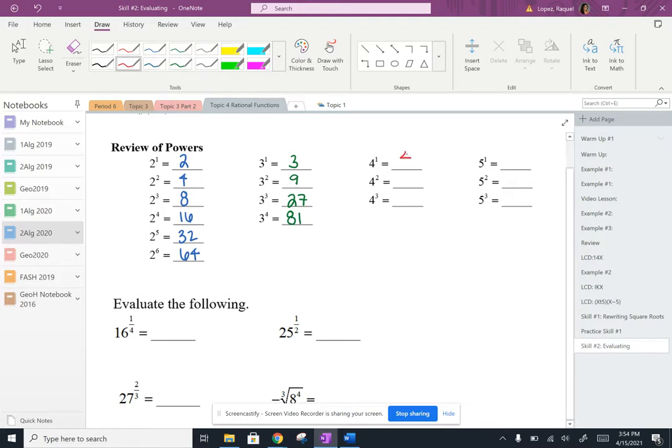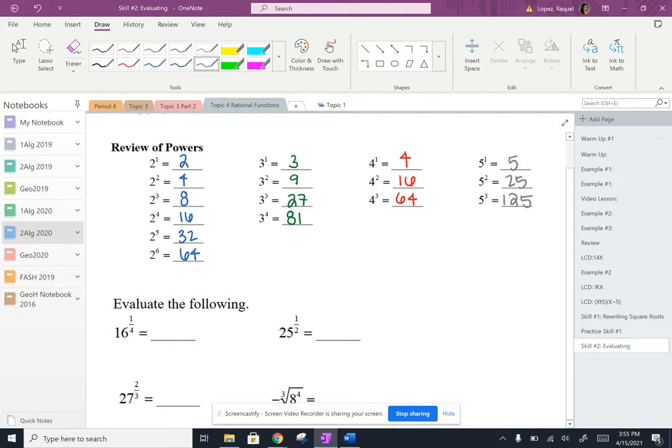Okay, let's do our fours. 4 to the first is 4. 4 squared is 16. And 4 cubed is going to be 64. All right, and finally, let's do our fives. 5 to the first is 5. 5 squared is 25. And 5 cubed is going to be 125.